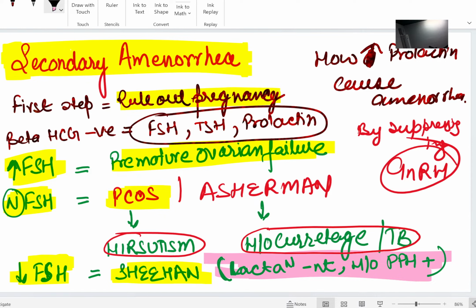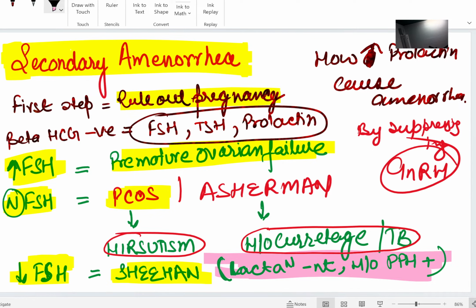In the case of secondary amenorrhea, we have to get the FSH done. If FSH is high, it is a case of ovarian failure. In PCOS, we have to do a progesterone withdrawal test. So now it is very simple.